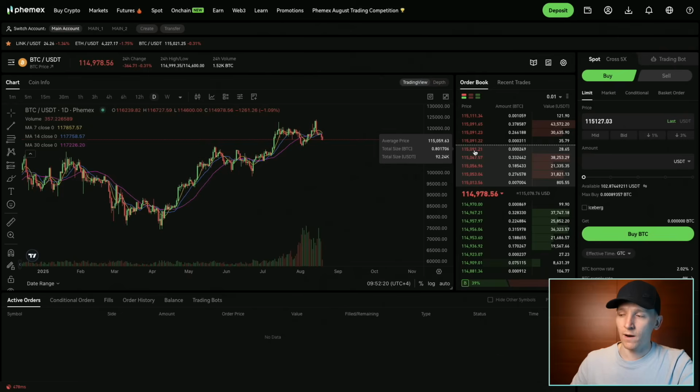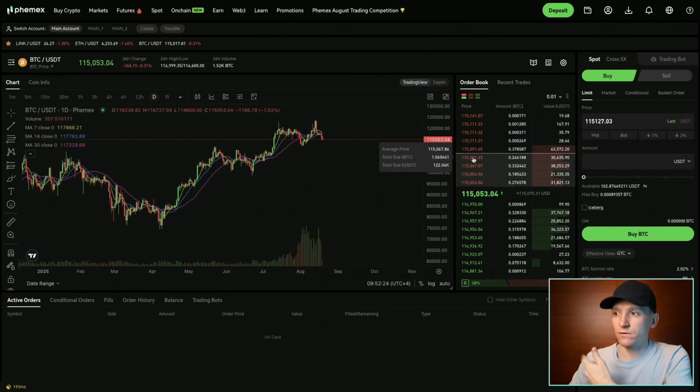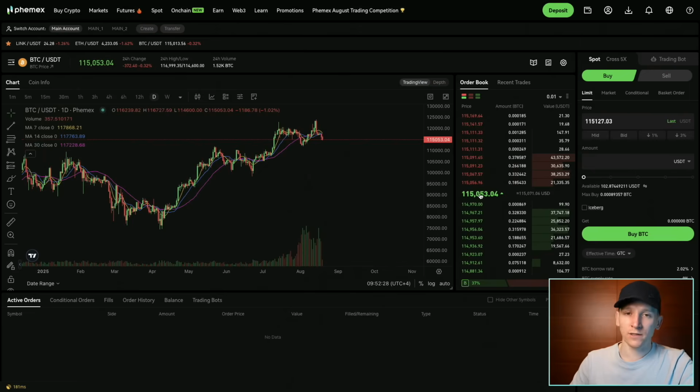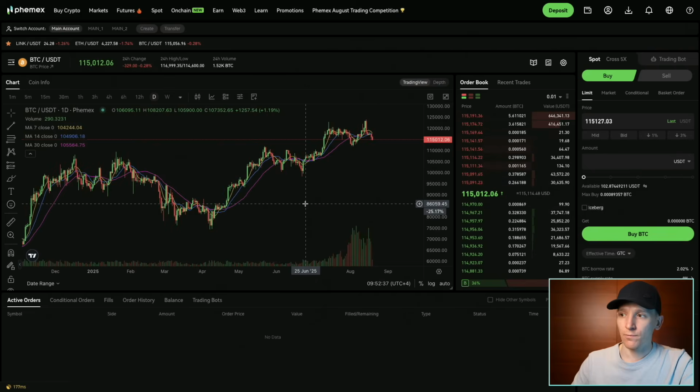These are sellers of Bitcoin up here, trying to take higher prices, saying we're offering Bitcoin out at 115,097 and so on. When they meet in the middle, that is actually a trade. That's the mid price right here. So that's the actual price that Bitcoin is trading right now against USDT on Phemex. This is, of course, the price chart as well.